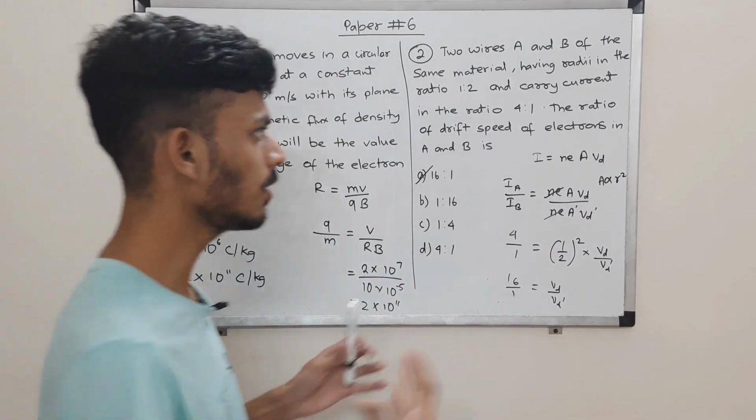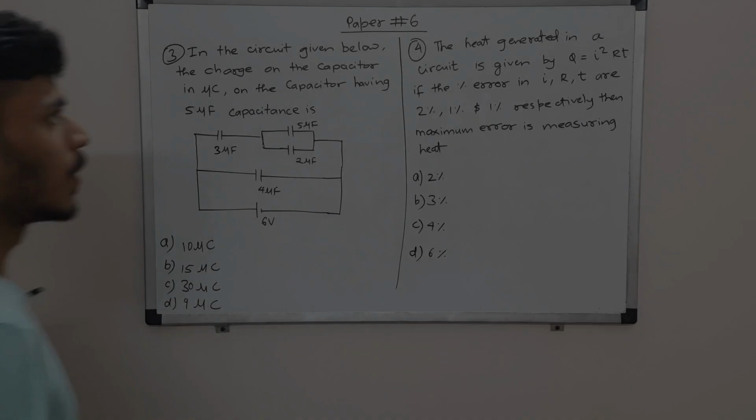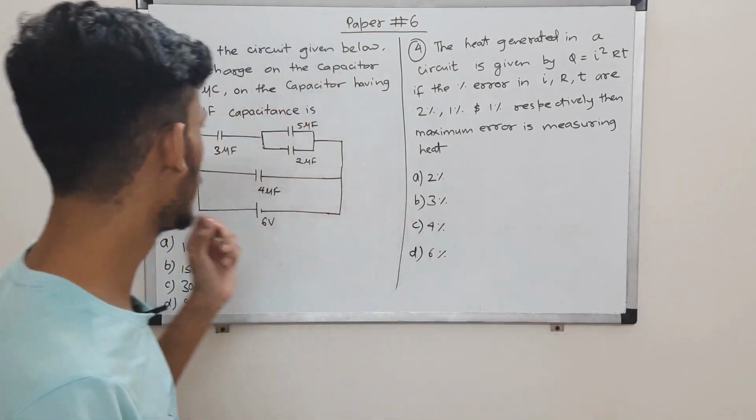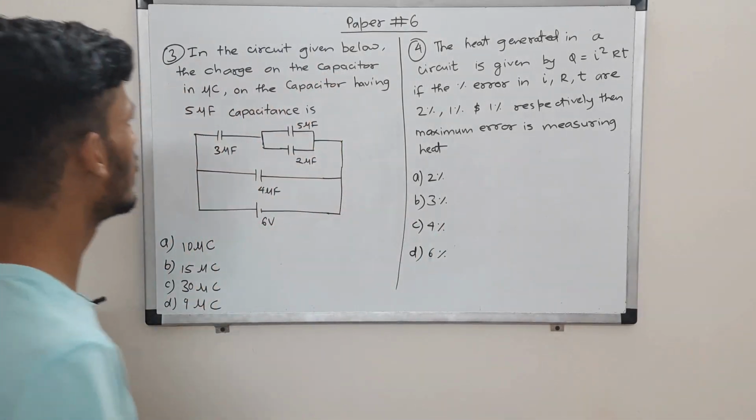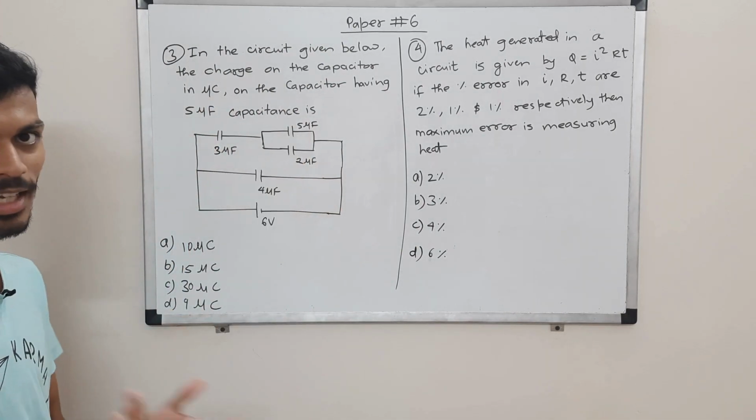Okay, so I hope that was simple. Over to the next question. So question 3 and 4 over here. In question 3 we have a circuit of capacitors. We are supposed to tell what will be the charge on the 5 microfarad capacitor.